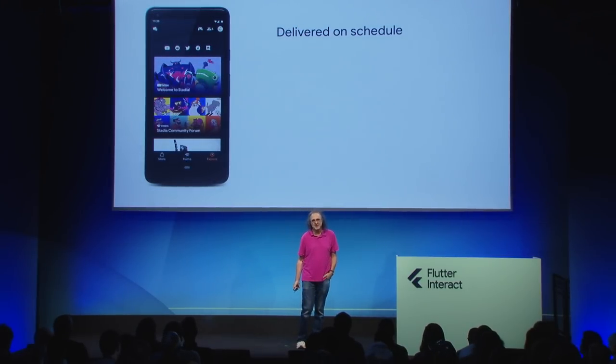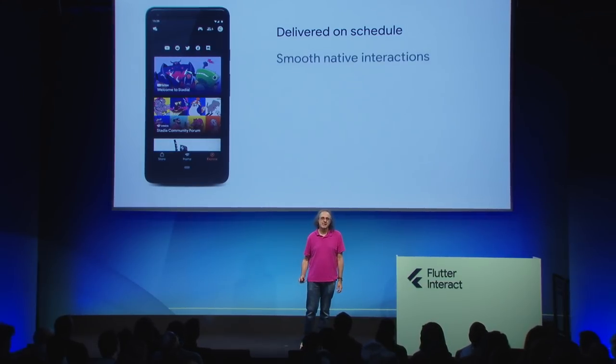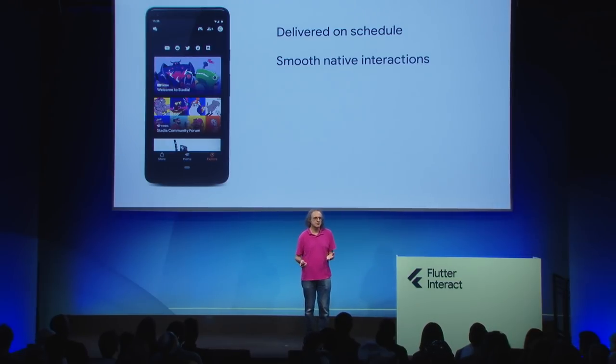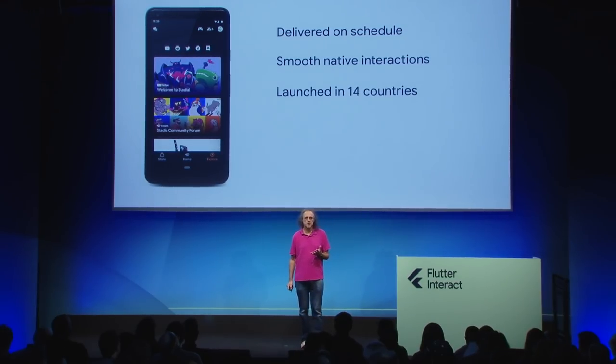So, what happened? First of all, we delivered on schedule, which is awesome. One of our concerns was that we had to interact with a lot of native services. So we had to interact with game controllers, with Bluetooth, with Firebase. And we had a few concerns about that, but actually the interaction went super smoothly. As I said before, we want to build a platform that everyone can play on. And we launched in 14 countries, almost as many languages. And Flutter's capabilities made building in accessibility for disabled gamers into much of the app.